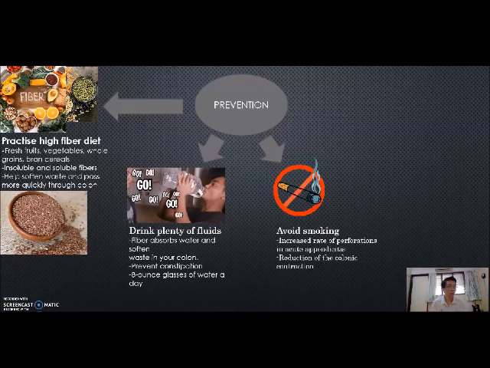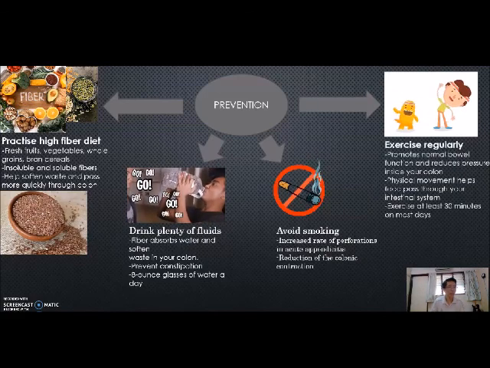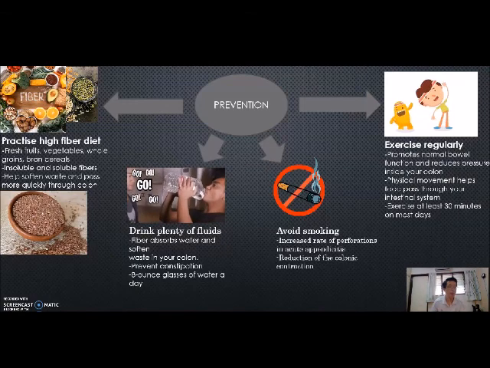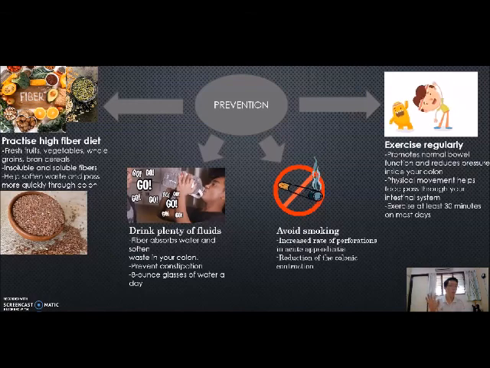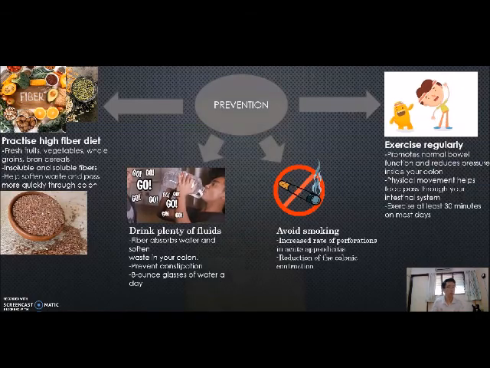And the fourth part is to exercise regularly. This helps to promote normal bowel function and reduce the pressure inside our colon. Physical movement during exercise will help to pass food easily through the intestinal system. For the recommendation, we should exercise at least 30 minutes on most days.